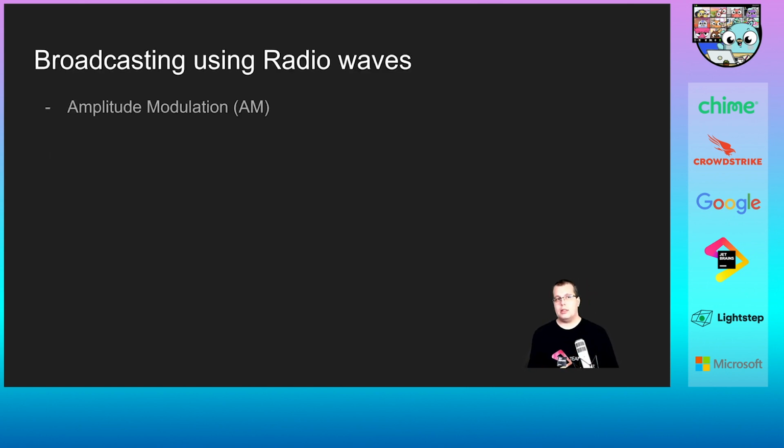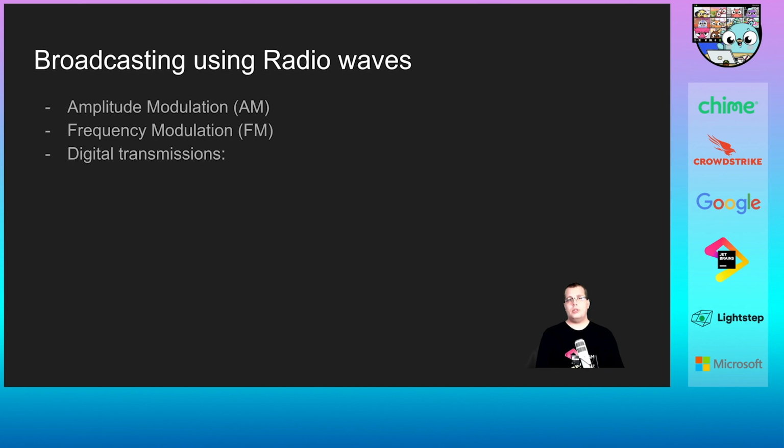How do we broadcast using the radio waves? We can modulate the amplitude, or AM, and send information like that. We can use frequency modulation, or FM, to send data. Or we can use digital transmissions, but still have to encode that somehow.